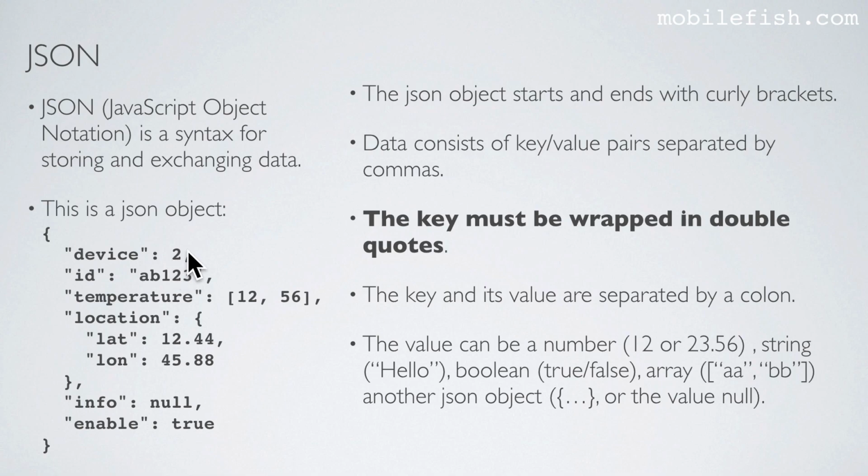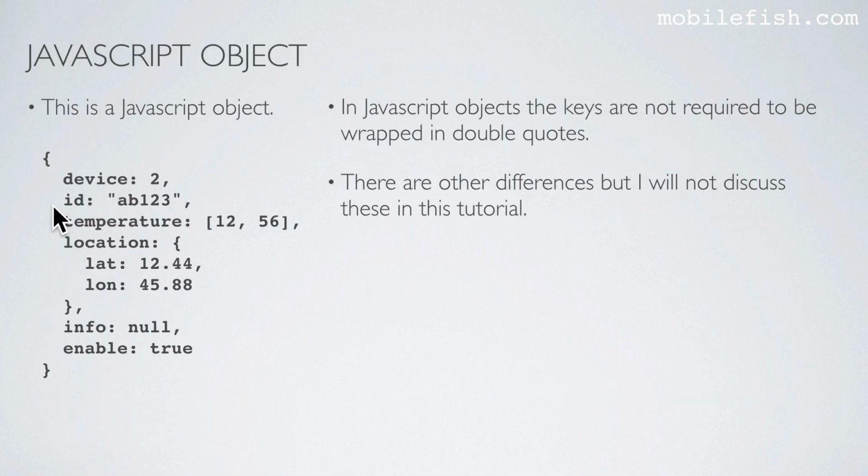The value, these are values, can be a number, number 2 and number 12.44, a string, a boolean, an array, another JSON object, or the value null. This is a JavaScript object. In JavaScript objects, the keys are not required to be wrapped in double quotes. There are other differences, but I will not discuss these in this tutorial.